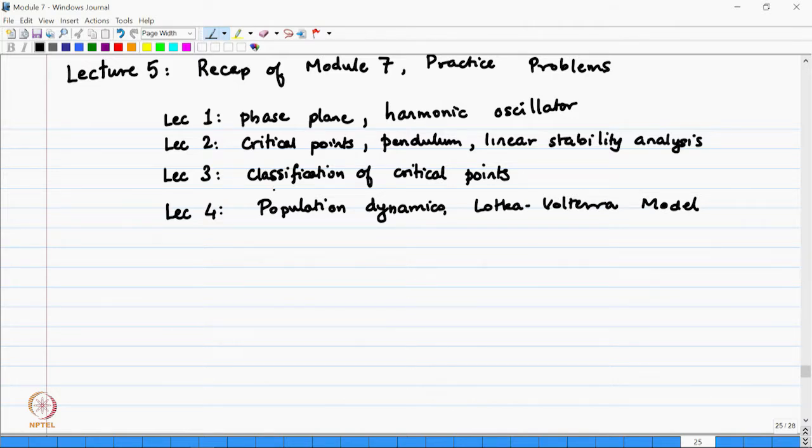In lecture 3, we saw the classification of critical points using the linearized system. In lecture 4, we saw population dynamics, where we analyzed the Lotka-Volterra model. So let us do a few practice problems.